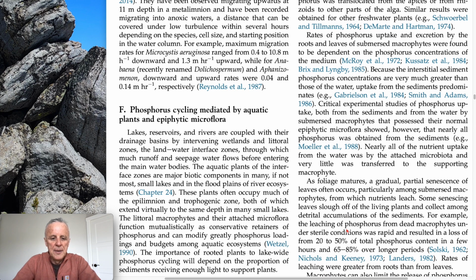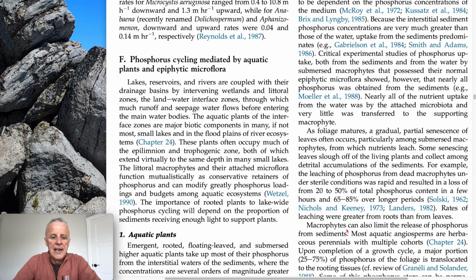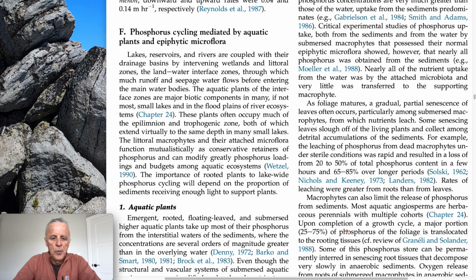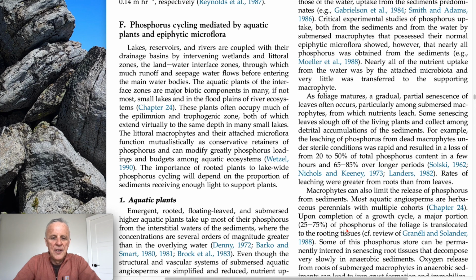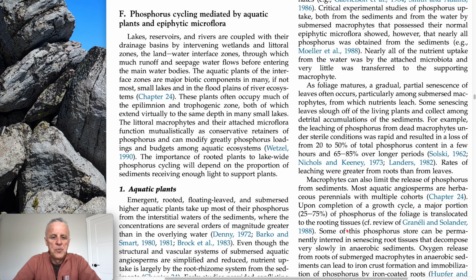Phosphorus cycling mediated by aquatic plants and epiphytic microflora. Lakes, reservoirs, and rivers are coupled with their drainage basins by intervening wetlands and littoral zones, the land-water interface zones, through which much runoff and seepage water flows before entering the main water bodies. The aquatic plants of the interface zones are major biotic components in many, if not most, small lakes and in the floodplains of river ecosystems.